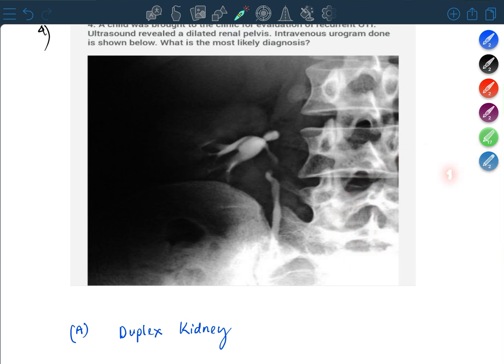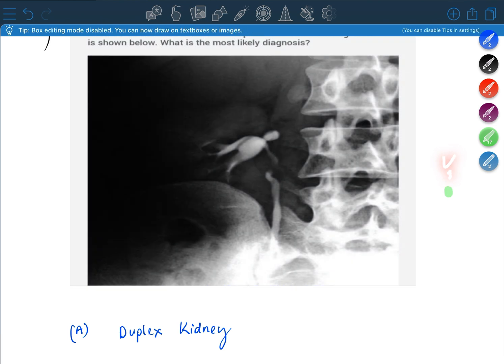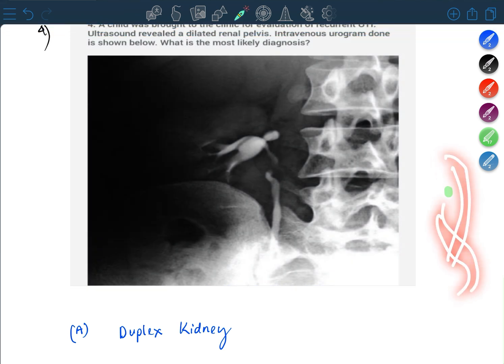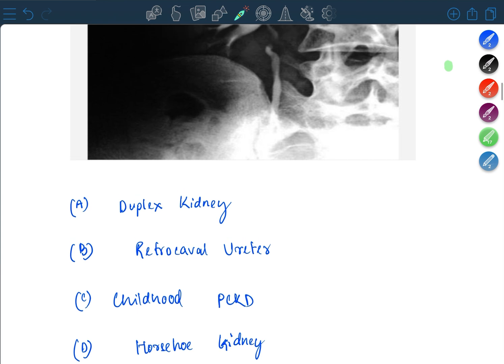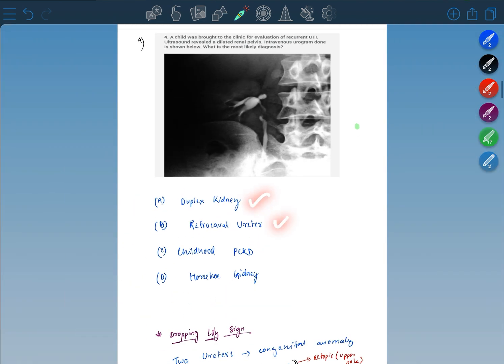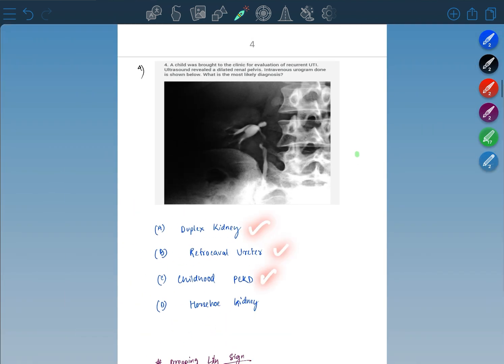Yes, the upper lobe and the lower lobe are not properly fused, so two ureters come out, and this sign is produced. Drooping lily sign. So, what is the most likely diagnosis? These are the options: duplex kidney, retrocaval ureter, childhood PCKD, and horseshoe kidney. Pause it and we will answer it, and after that, we will learn about this.